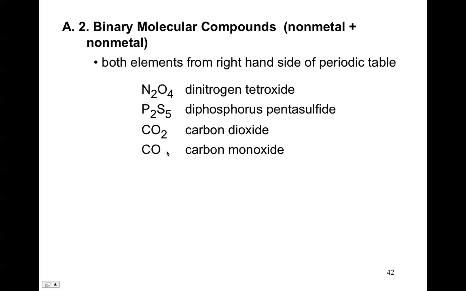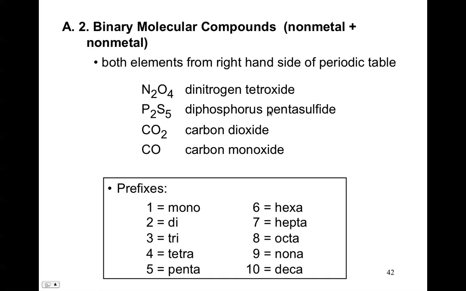So we use prefixes, the Greek prefixes, to count the relative numbers of these species. So here are 4 examples. We look at P2S5, for example. We have 2 phosphorus atoms and 5 sulfur atoms in the structure. So we would name this diphosphorus pentasulfide. Here are the Greek prefixes that you need to know. So there's di for 2, penta is 5. You need to memorize all these and use them appropriately.